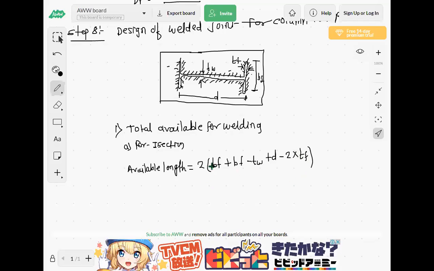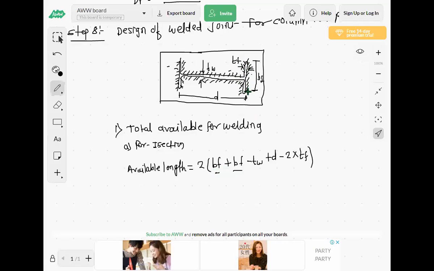See this width of flange, bf plus bf, it means this side bf and this side bf. These two flanges are there for I section. This is one flange, this is the second flange. Bf plus bf means this side plus this side. Minus tw, it means this thickness we deduct. Are you getting? Here we add two flanges, it means this side plus the internal side. We can weld on two sides, the top side and the bottom side of this flange. But on the bottom side we have to deduct the thickness of web.